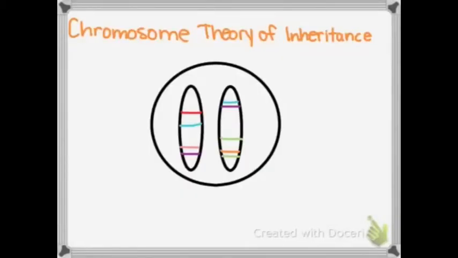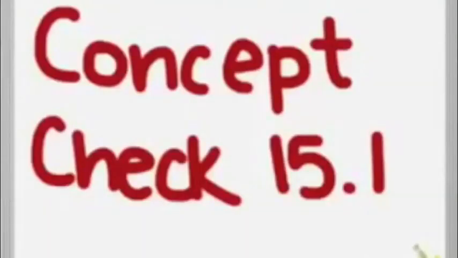Morgan's finding of the correlation between a particular trait and an individual's sex provided support for the chromosome theory of inheritance. It provided evidence for the idea that a specific gene is carried on a specific chromosome. This concept is crucial to understanding the chromosomal basis of inheritance. For a review of this section, Concept Check 15.1 can be found on page 289.